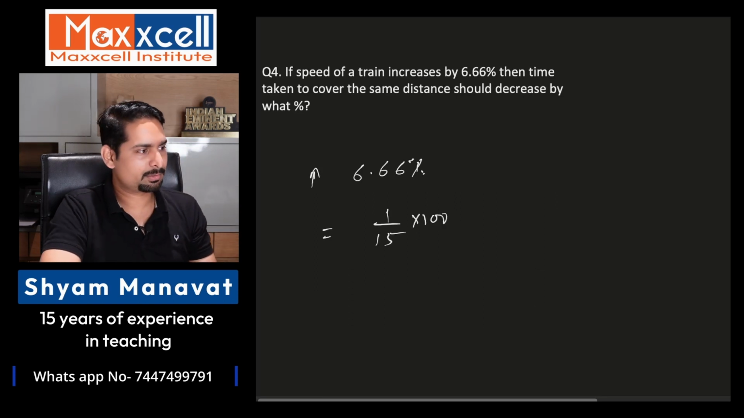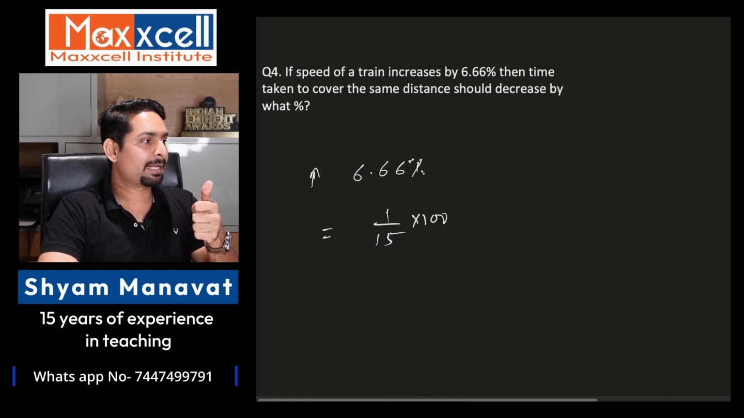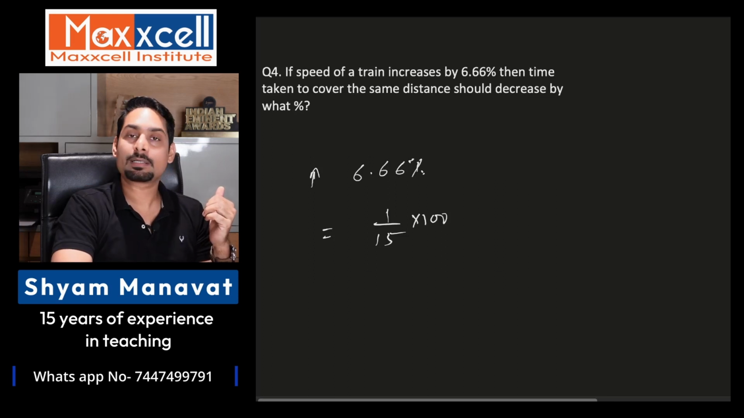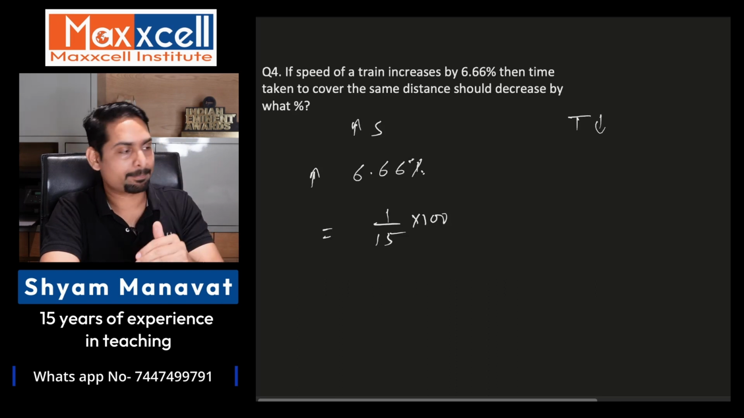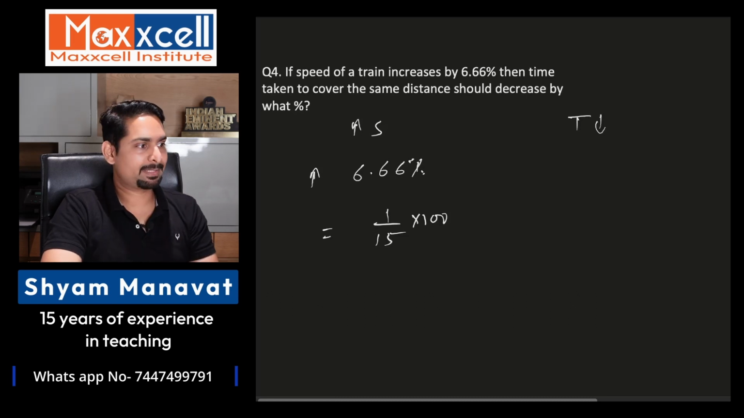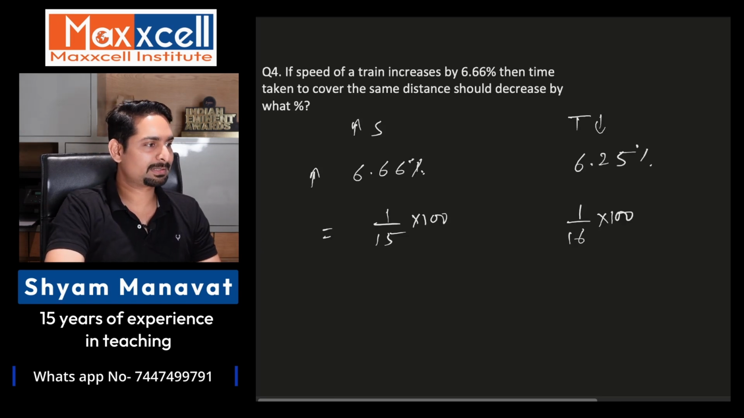Although this question has nothing to do with the fraction part. But if the speed increases by 6.66%, to cover the same distance, the time taken will decrease. That means decrease in time. If speed increases, time decreases. If you're driving fast, you will reach in less time. Correct? So time will decrease. So decrease by what? The next value would be 1 upon 16 into 100. What is 1 upon 16 into 100? 6.25%. Okay, you can go back and check in the table. It is 6.25%. That's the next value. So the answer for this question is 6.25%.